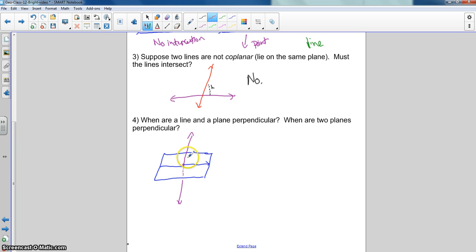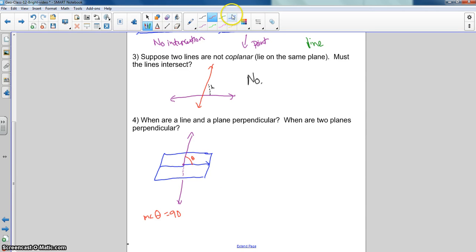As with all perpendicular problems that we've studied before, we need to look at the angle between the line and the plane. If I call this theta, the measure of angle theta must be 90 degrees. That's a necessary condition for having a line perpendicular to a plane. And this is actually called a dihedral angle because we're in three-dimensional space. So that's a necessary condition.